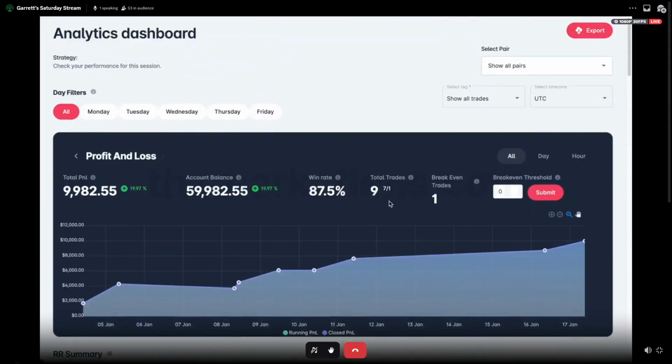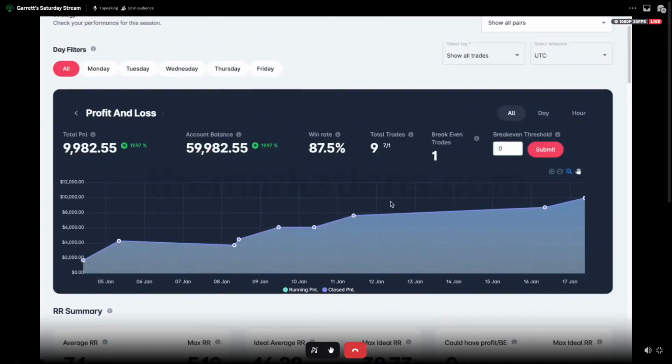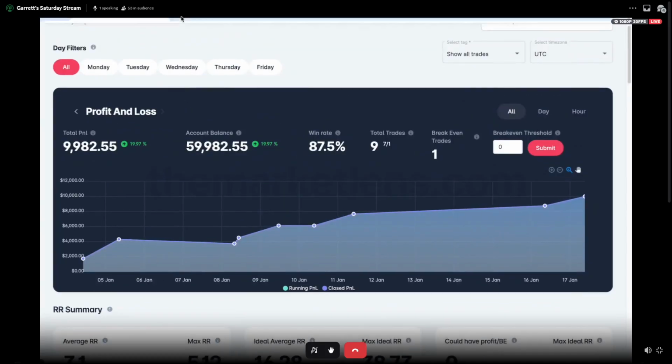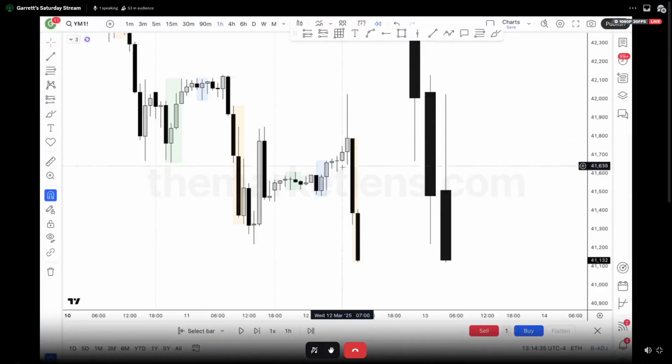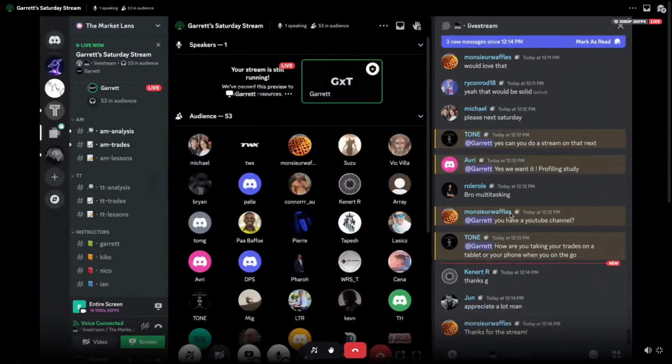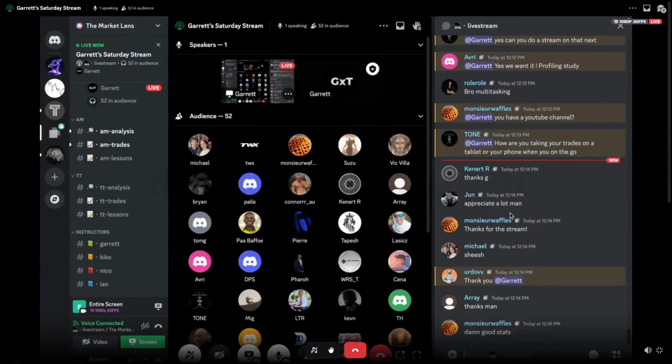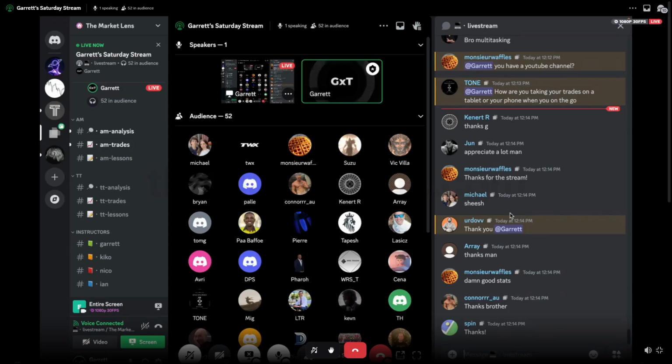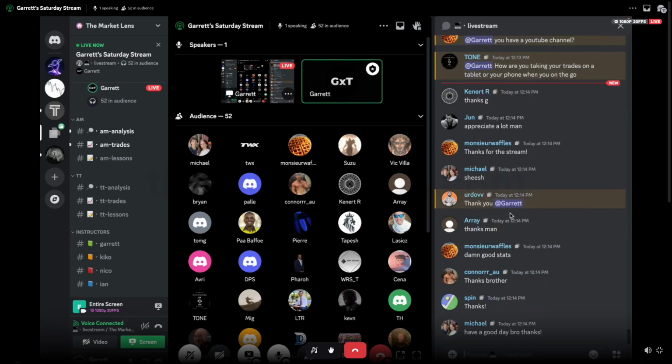We're doing pretty good. Now it's only 9 trades, but not bad, man. It's only like 2 weeks, but as of my live trading, I only took 1 loss this week. That's crazy.